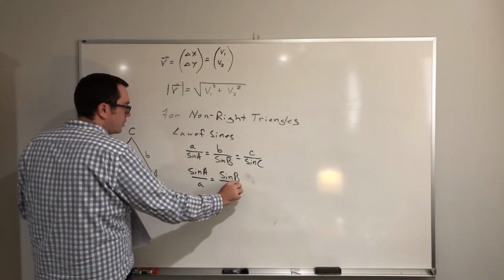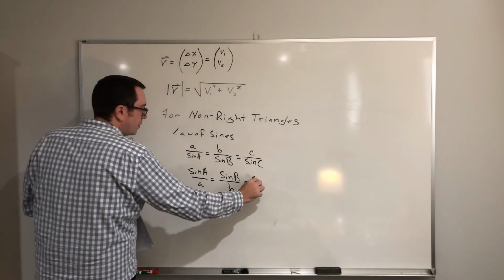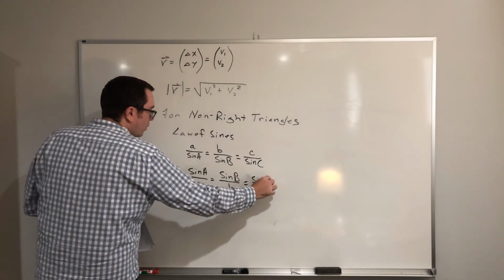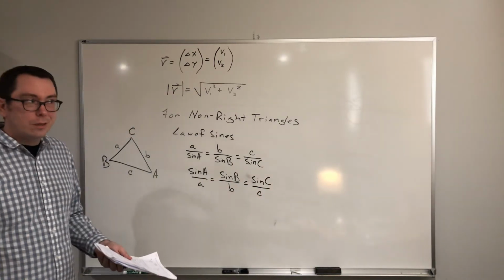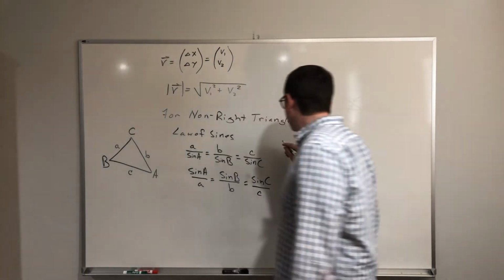And which one do you choose? Well, I usually choose the one where what I'm solving for is in the numerator, because solving for the numerator is easier to me. And of course, there's a law of cosines as well.